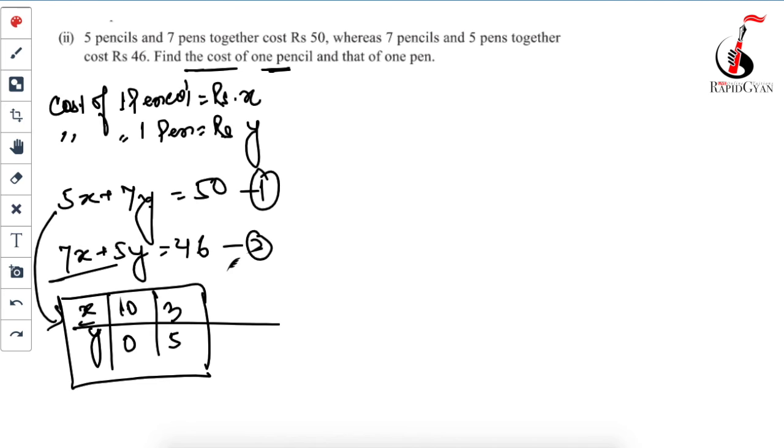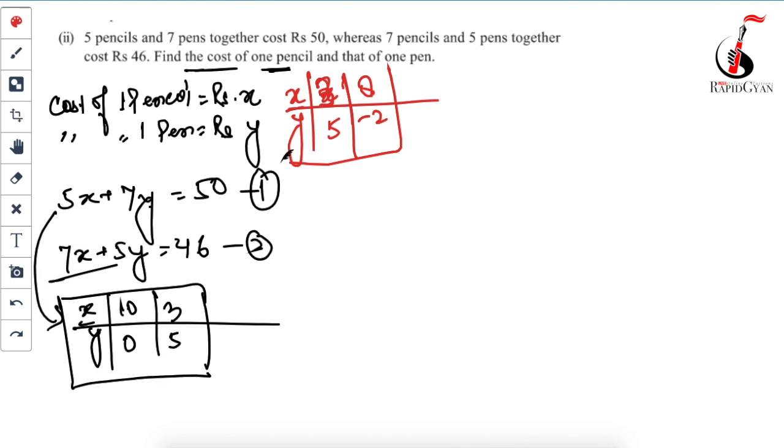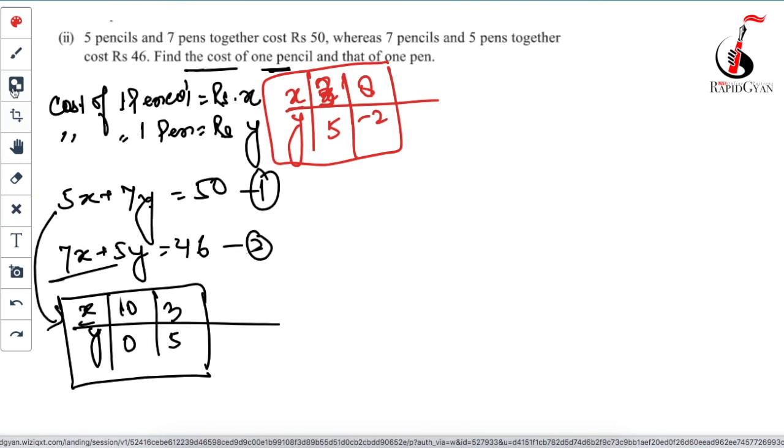So for the second one, 7x plus 5y equal to 46. 7 3s are 21, so if I put x equal to 3, this will give me 21, 46 minus 21 is 25, so y I will get 5. So if x is 3, y is 5. And then 7 8s are 56. In order to get 56, y should be minus 2, so x is 8 and y is minus 2. Okay, so this is the second coordinate. Hope it's clear, guys. So now I will simply draw the graph.